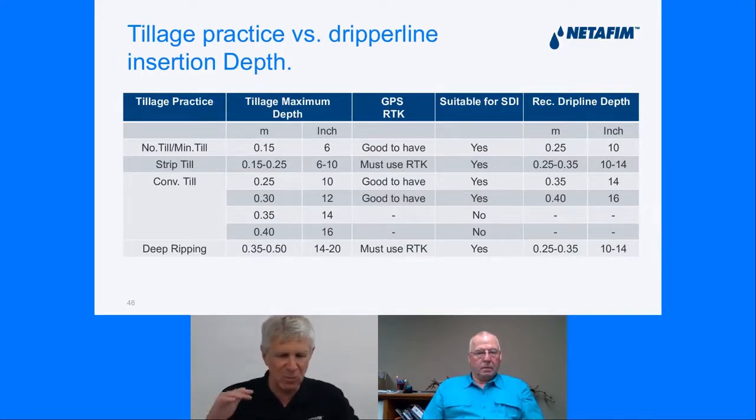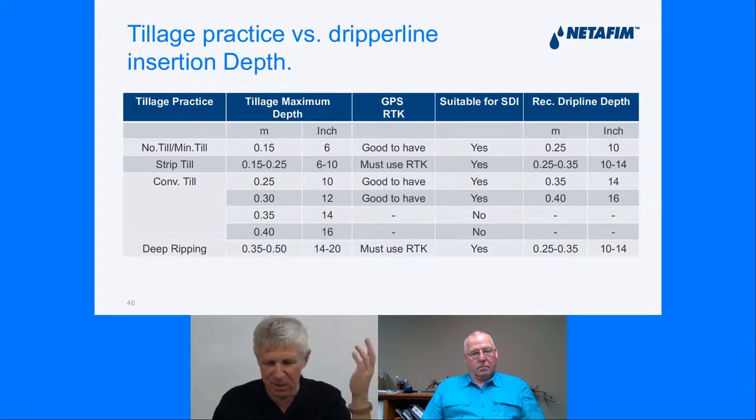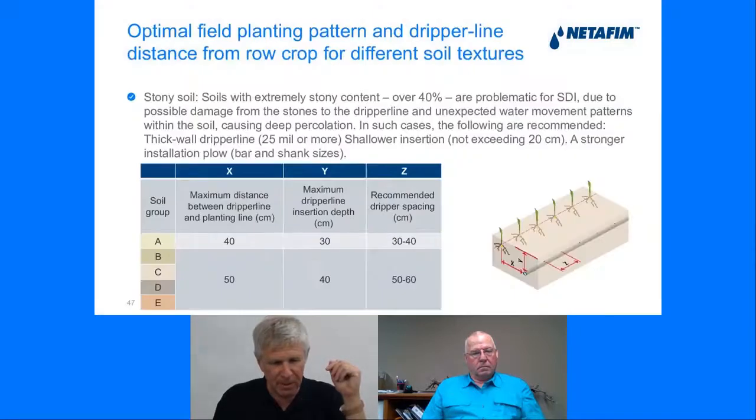I always need to maintain at least something like 10 centimeters between tillage and the lateral depth in order to avoid any damage to the dripper. And over here you can see when we are moving to deep tillage, sometimes SDI is not the best solution. Okay, next. I will jump over it. You're going to get the presentation and everything is over there.